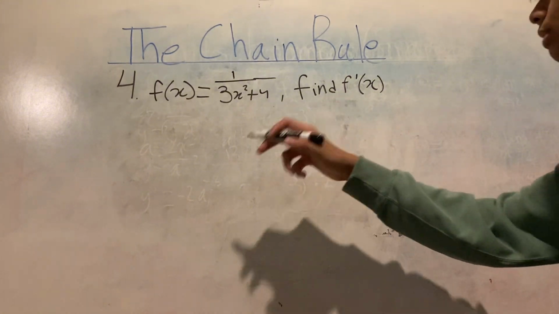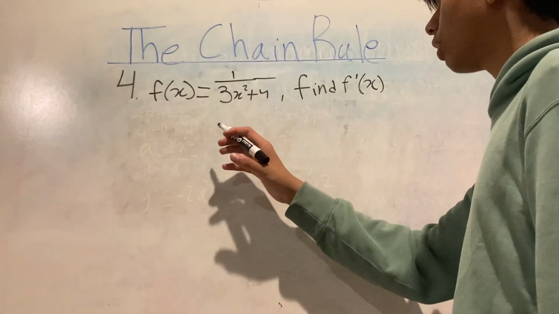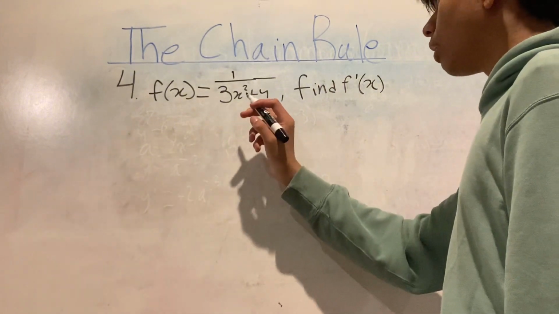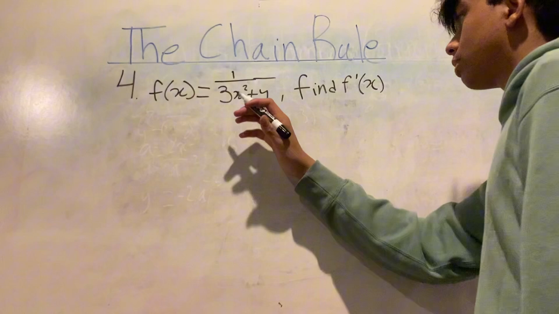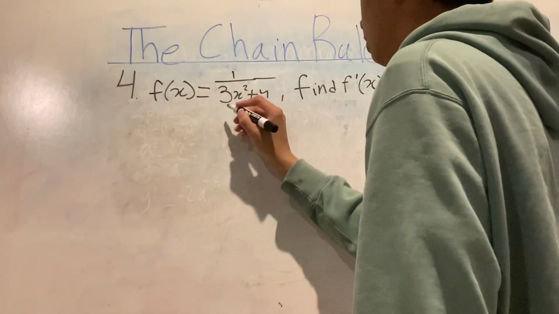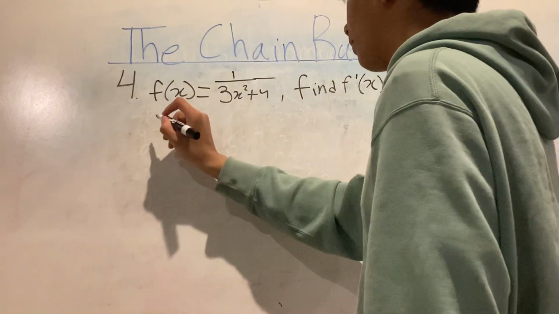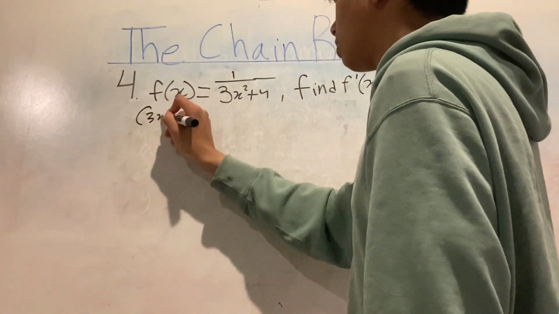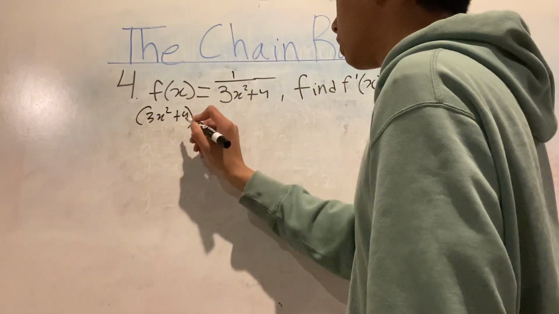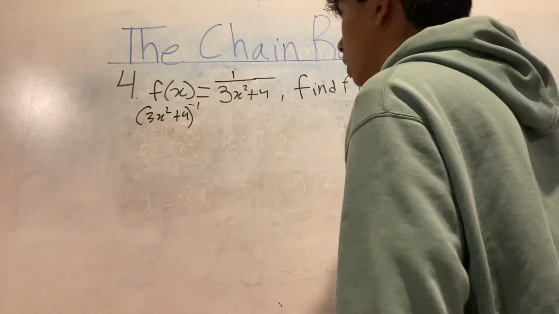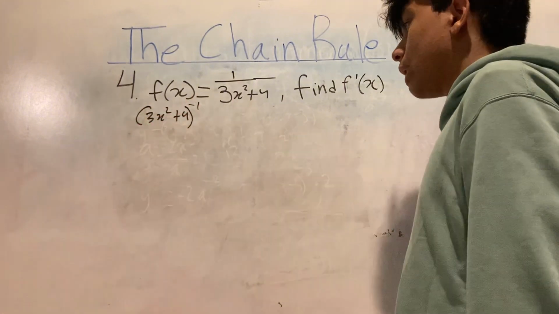So this is similar to the last one we just did. We don't need to do the quotient rule at all. This time, we don't need to separate anything either. We can just straight up say this is equal to 3x squared plus 4 to the power -1. And now, this looks a lot easier to handle.